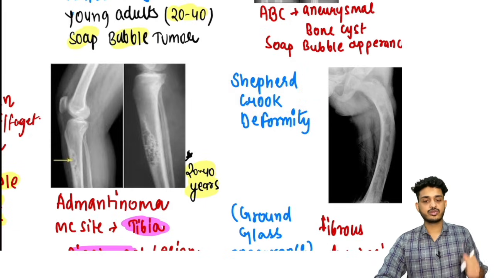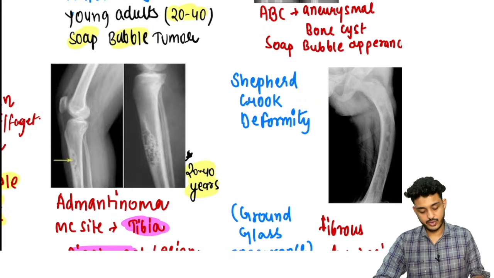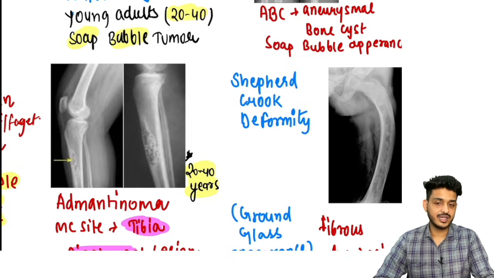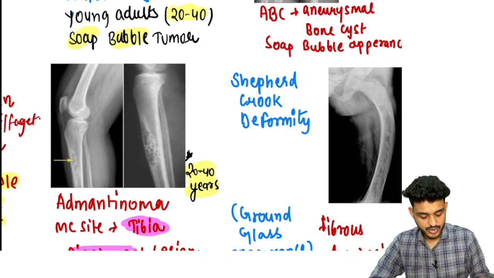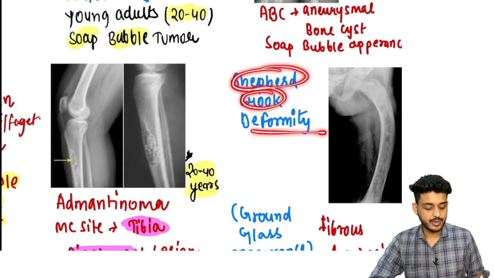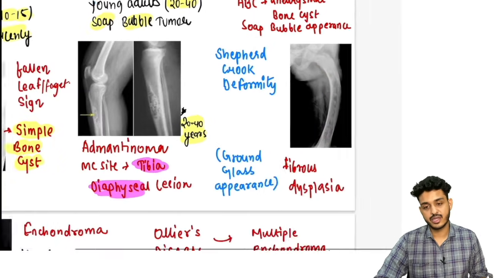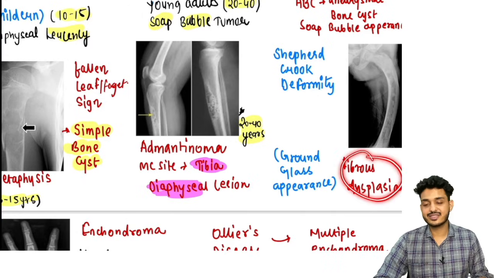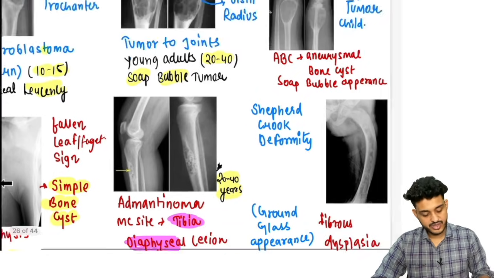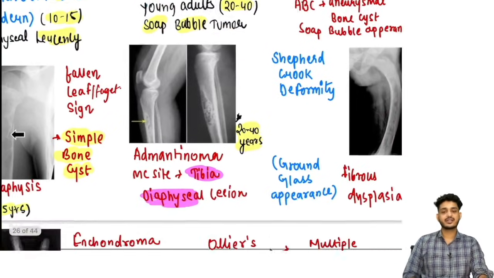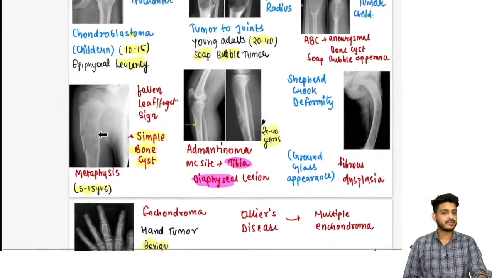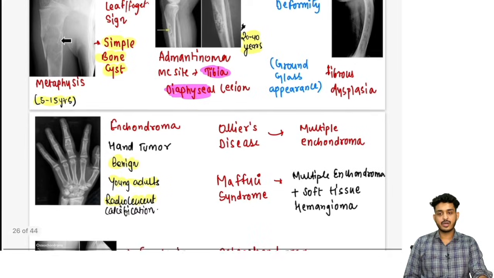Shepherd crook, those people who are doing what? Those people who are the shepherds, right? They are going to have this type of stick, right? So this is known as shepherd crook deformity, right? You will have this type of deformity. Where do you find this? You will find this in fibrous dysplasia. You can appreciate that this one has ground glass opacities. These ground glass opacities are very, very characteristic of fibrous dysplasia. Fibrous dysplasia, also known for shepherd crook deformity.